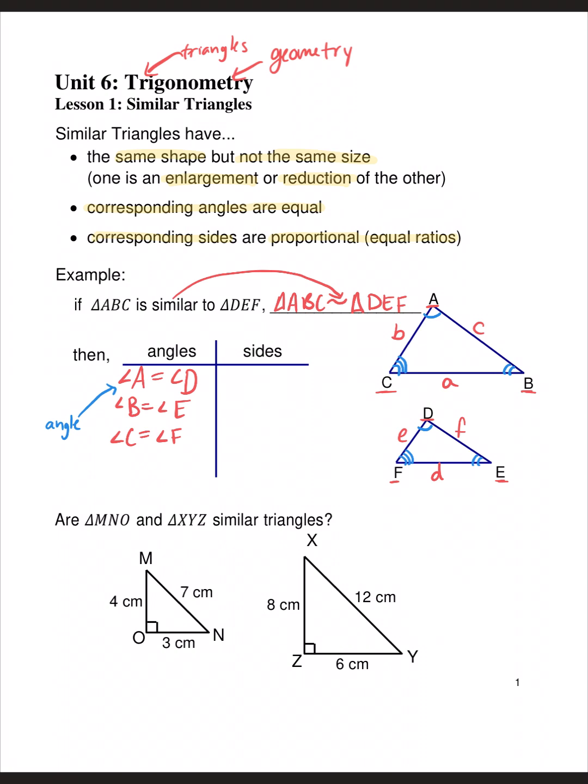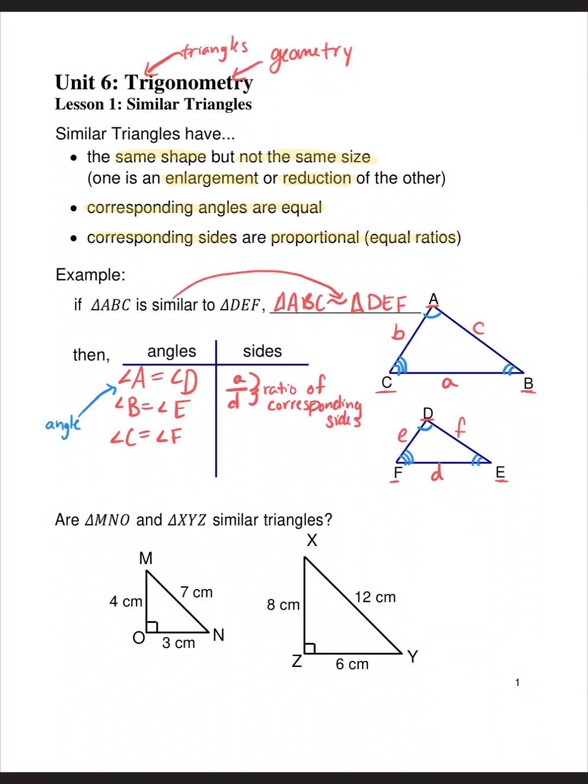It says that the corresponding sides are proportional. What I mean by that is if we look at the sides that are proportional to each other, they're going to be in the same spot basically in that triangle. You can see that side a in the big triangle and side d are located on the same side of the triangle. When we're setting up a proportion, this is basically going to be the ratio of corresponding sides.